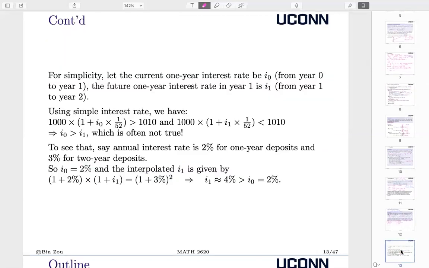To see this, we can take a look at whether we can apply simple interest to understand decreasing impatience. For simplicity, I let the current 1 year interest rate be I0, and the future 1 year interest rate be I1. Here it is already generalized, because in most cases we just have one interest rate, I0 equals I1. Now we assume they may be different. So now let's apply it here.